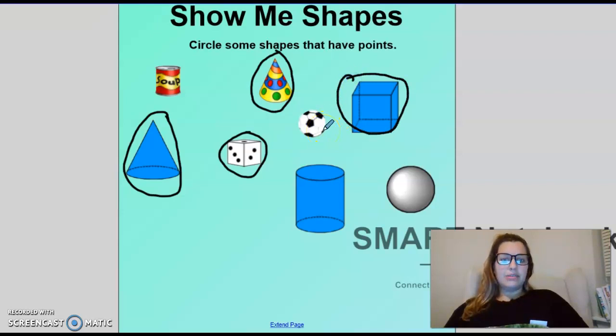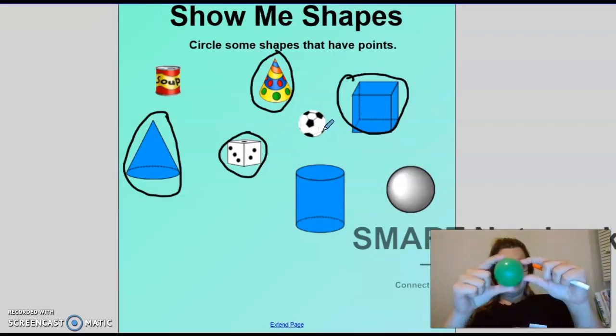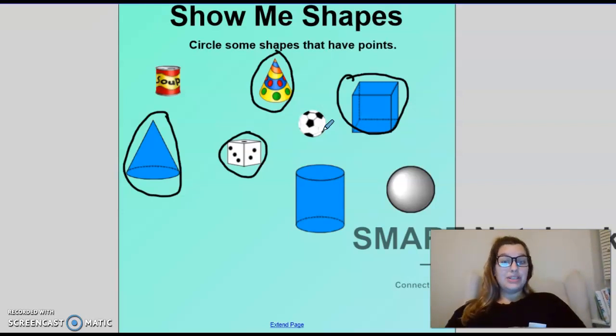Look at the soccer ball. Does it have any points? It's a sphere. Are there any points on here? Nope. So we circled all the shapes that have points. Great job.